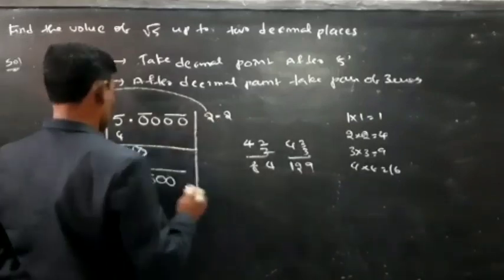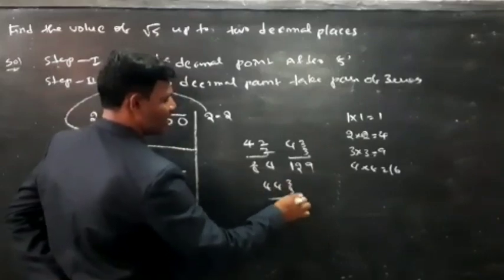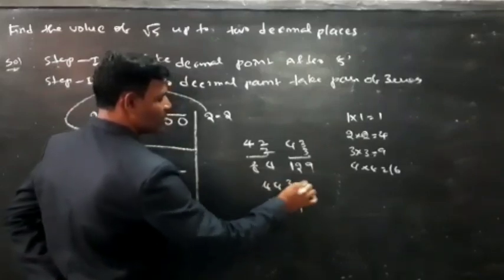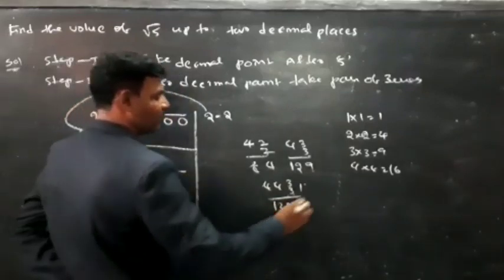1600. Now 44. Take 3 tables. 3 threes are 9. 3 fours are 12. 3 fours are 12 plus 1, 13. So not a nearest number. Try with 4.